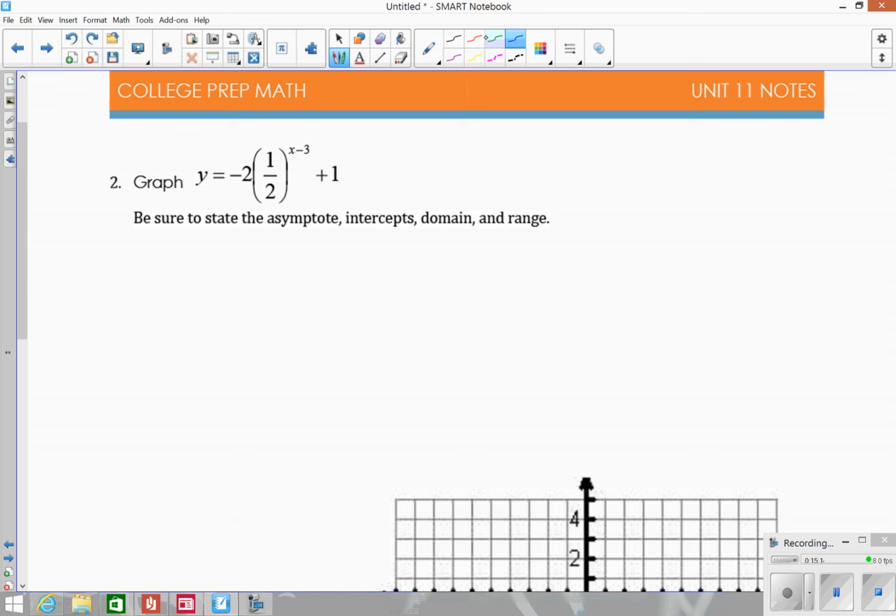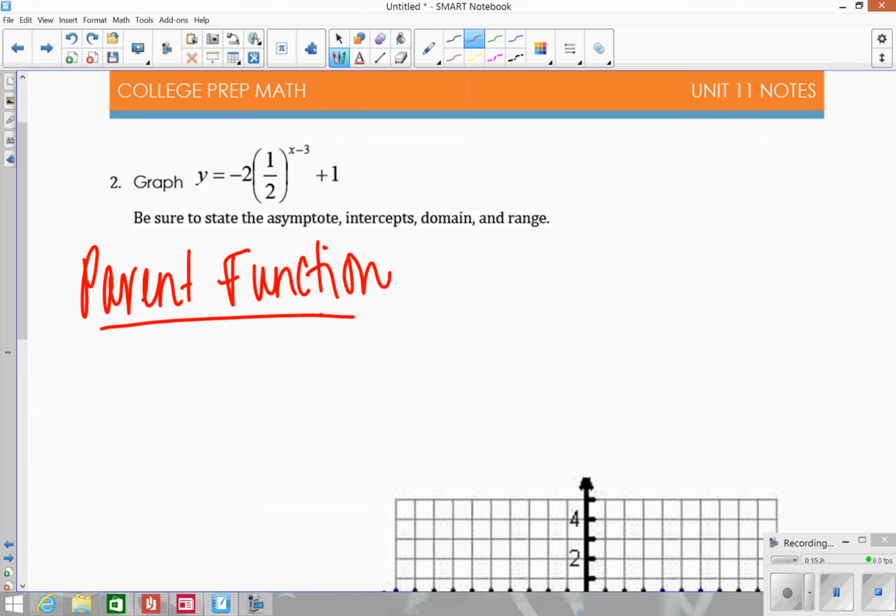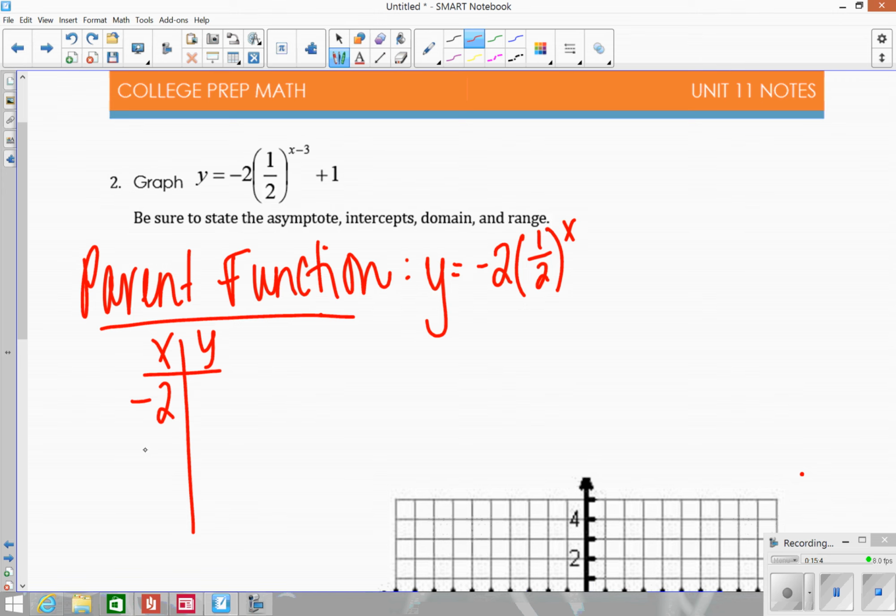So let's go ahead and start with the parent function for this. When we do the parent function, we're going to include that negative so we don't have to worry about flipping it. So we'll just make our parent function -2 times 1/2 raised to the x. The only thing we won't ever include in our parent function is going to be the shift. So then we'll come up with our table. If we just do -2 to 2, that'll give us a nice symmetric picture here.